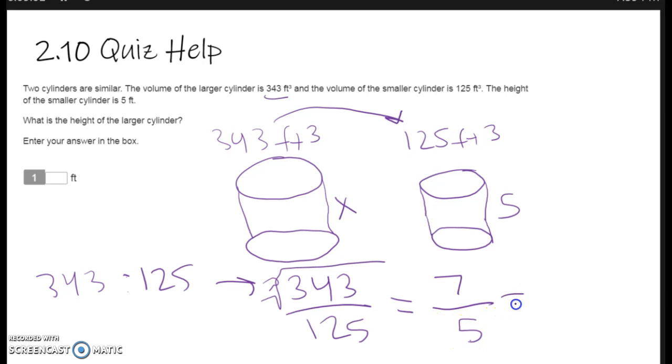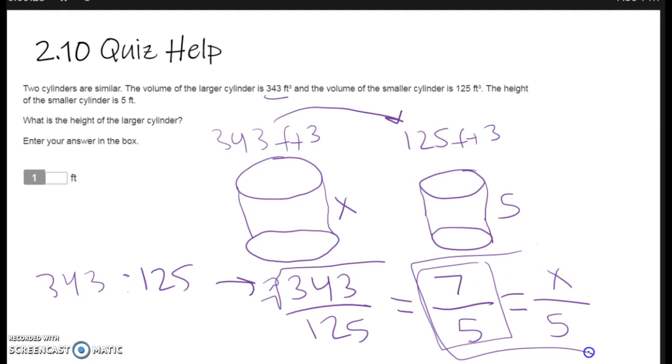Larger over smaller here. So if I wanted to find the larger one, look at this, it answered it for us because we would set up a proportion. This is the scale factor. We would just set up a proportion to solve for the larger one. Smaller is on bottom. Well, if the smaller one's 5, we were going to solve for x, but it has to be 7 in order for these two to be equal. So x is 7, and we're done. The height of that larger cylinder is going to be 7.